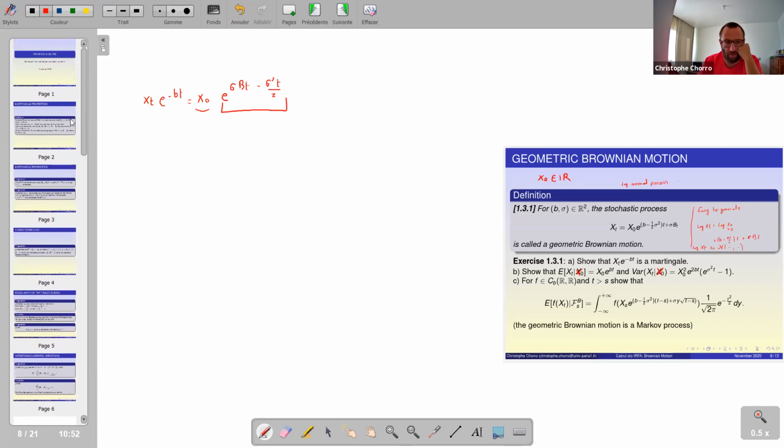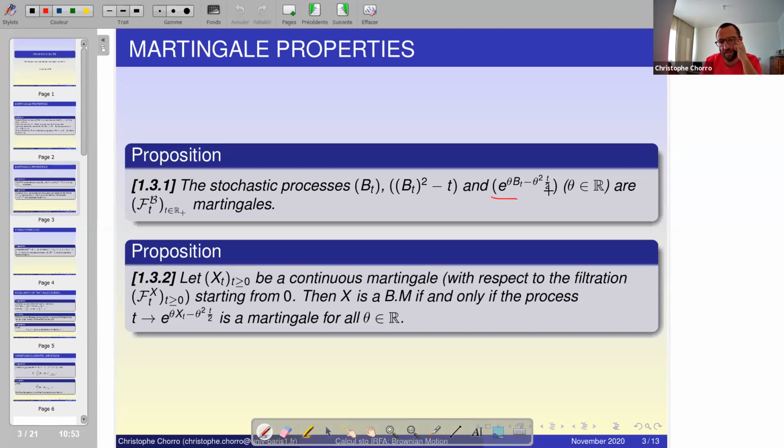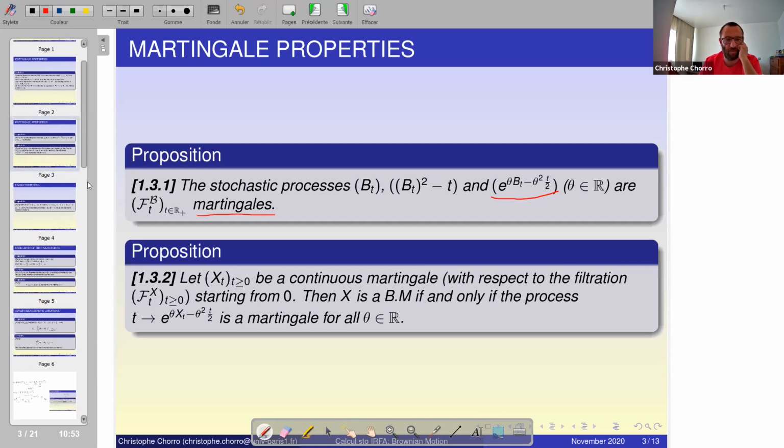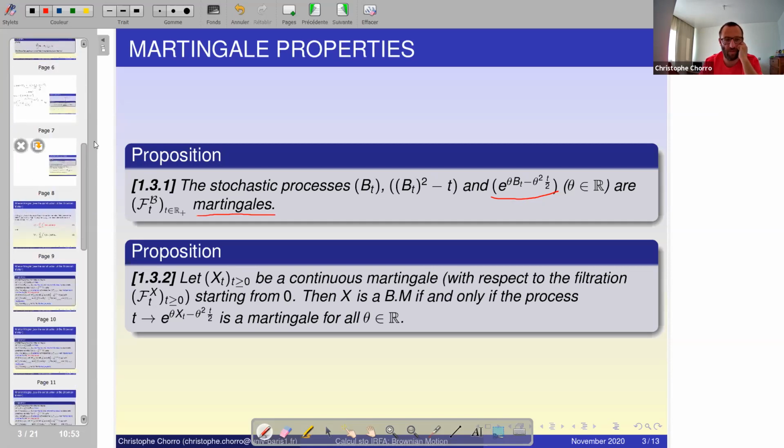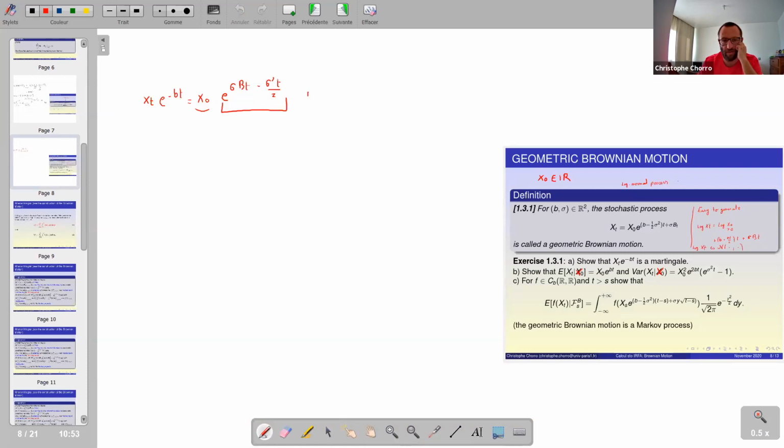If I come back to the first slide, or the second one, I know that all these quantities here are martingales. And typically that's what we have here. So it's a consequence of proposition 1.3.1. So for the small a, no problem: X_t times exponential of minus bt is just a martingale.